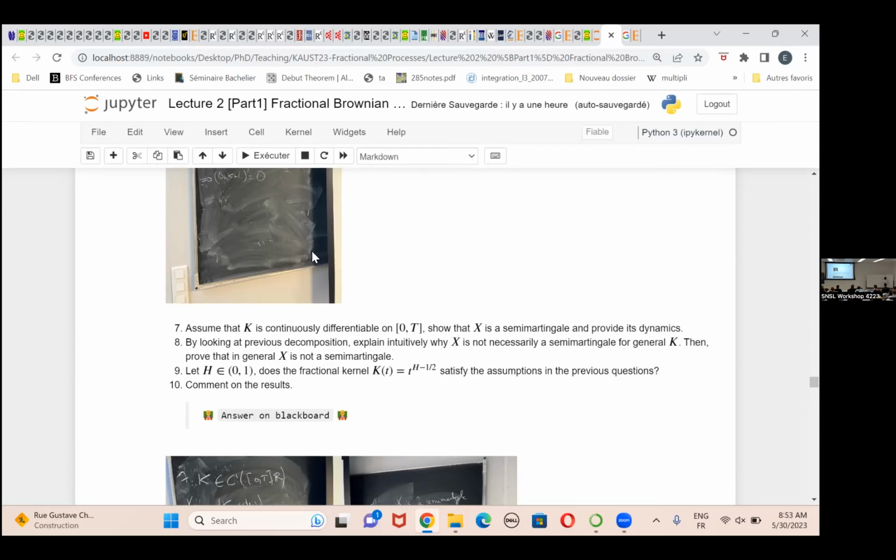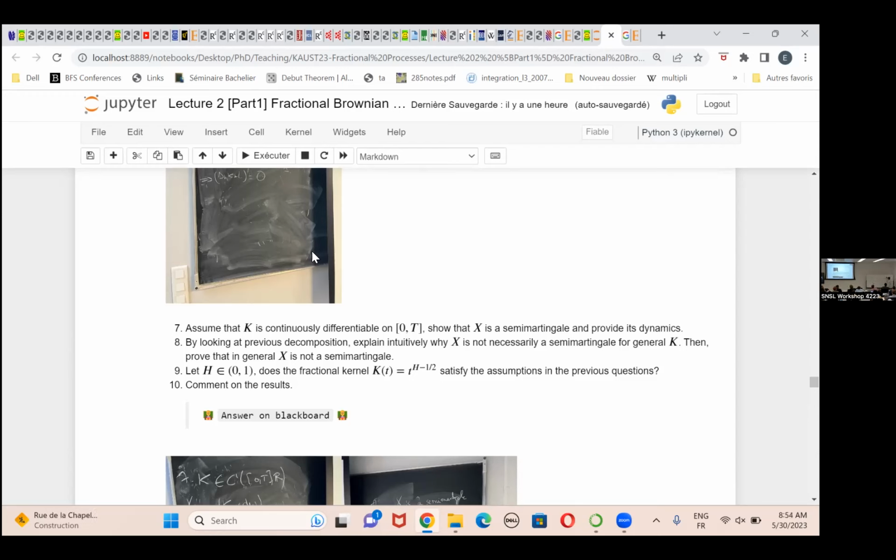So assume, I think it's question 7, that now K is, let's say, C1. Maybe to be precise, K differentiable with a derivative in L2 should be enough, but let's take it C1 on [0,T]. And let's try to show that X is a semi-martingale. So let's try to write an Ito decomposition for X.